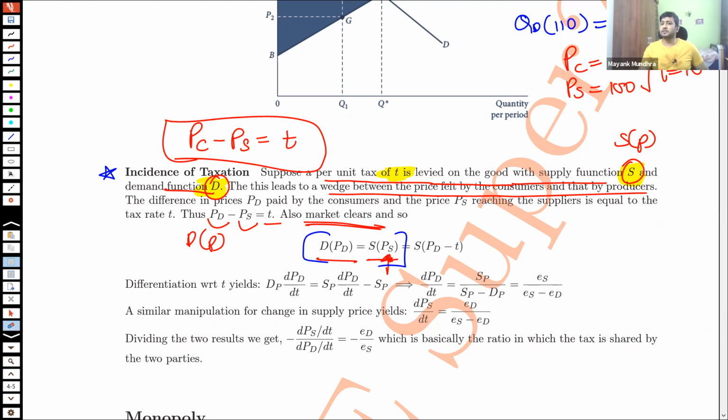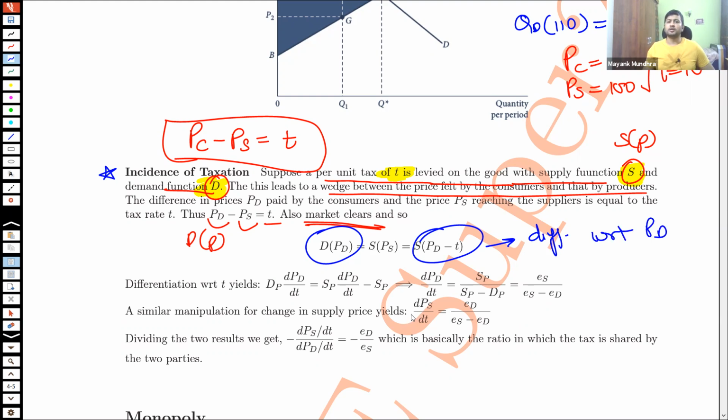Now this 100 rupees can essentially be written as 110 minus 10. The reason I'm writing it like this is because the price which suppliers get is basically the price which consumers pay minus the tax. So now if you focus on these two parts, the entire equation is in terms of a single variable, that is PD, the price which consumers pay. So I'm going to differentiate with respect to PD.